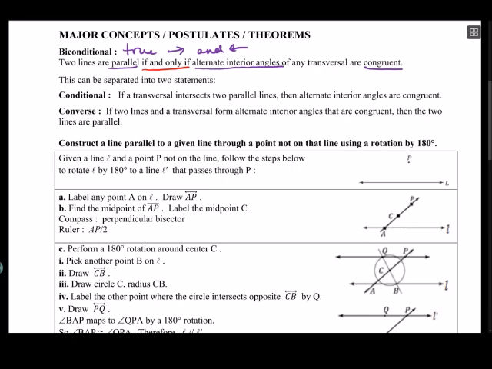So we can separate this into our two well-known statements here. Our conditional says if a transversal intersects parallel lines, so if we have parallel lines, alternate interior angles are congruent. And we have our converse that says if alternate interior angles are congruent, then our lines are parallel. So a biconditional simply states both our conditional and our converse are true.